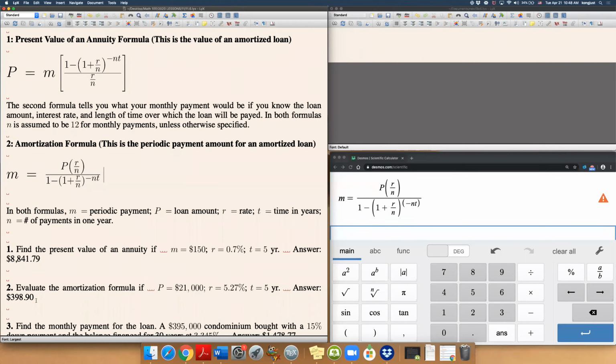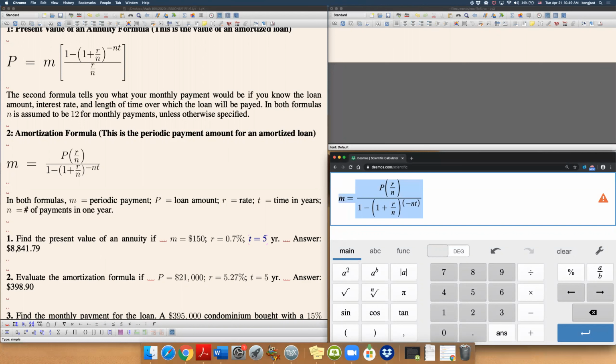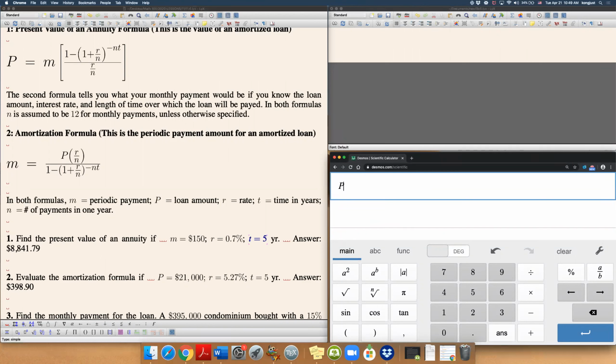Okay, so for number one, I just changed things slightly. Let's say you can make $150 monthly payments, and the rate is 0.7% instead. I changed this because someone had a question about fractional percentages. So just a small percentage, 5 years, and then what is the present value? Okay, so that means we're using the present value formula, right? The P one.